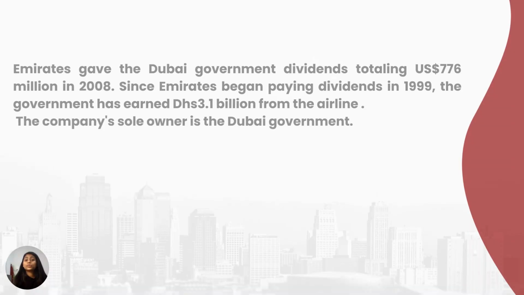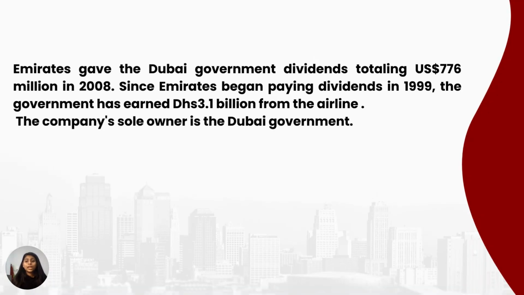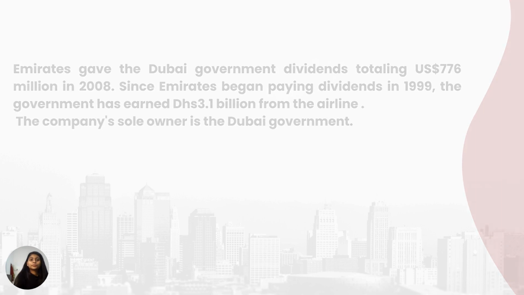Now, Emirates gave the Dubai government dividends totaling $776 million in 2008. Since Emirates began paying dividends in 1999, the government has earned 3.1 billion from the airline. The Dubai government is its sole owner. So the Dubai government's corporate management is Emirates Group.